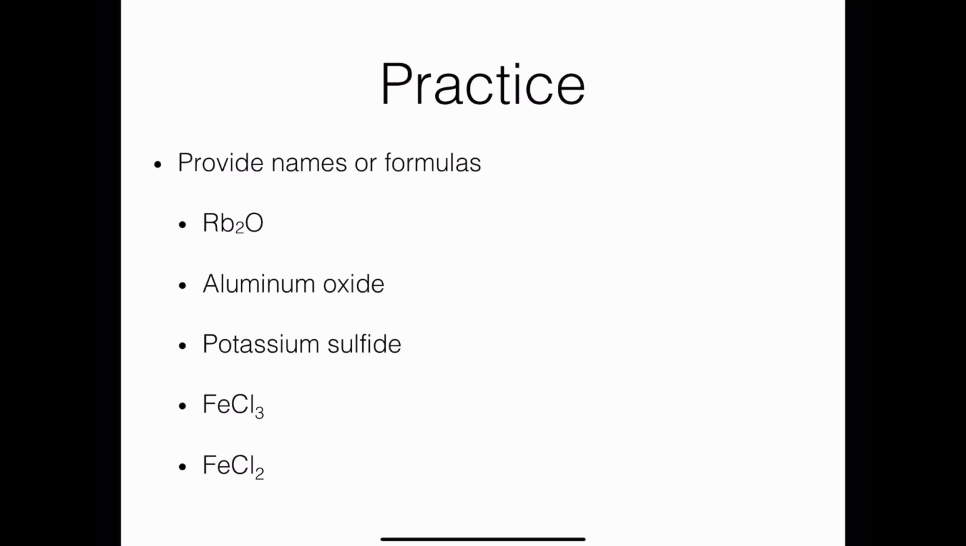For the first one, we have Rb2O. All we need to do is find the dividing line between the cation, or the positively charged ion, which is the metal, and the negatively charged ion, or the anion, which is the non-metal. So all we're doing here is naming the cation, naming the anion. So Rb, if you look on your table, you'll see that is rubidium. O is oxygen, so we would call that oxide.